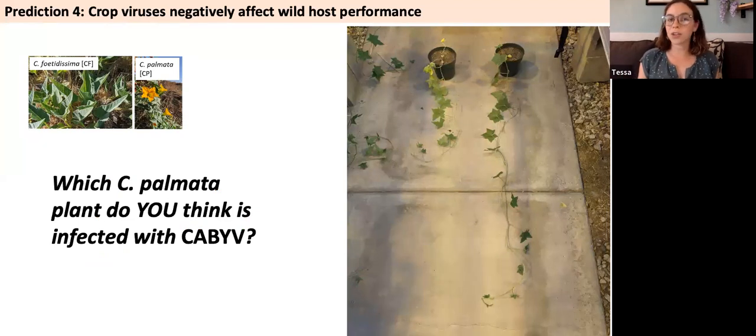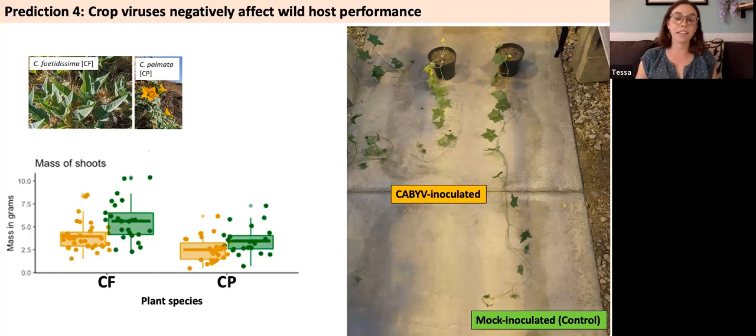Here, I have a picture of two Cucurbita palmata 2-month-old seedlings. Which one do you think is infected with CaBMV? I just took their vines and stretched them out across the ground. If you guessed the one on the left is infected, you're correct. The one on the left was infected, and the one on the right is a control plant.